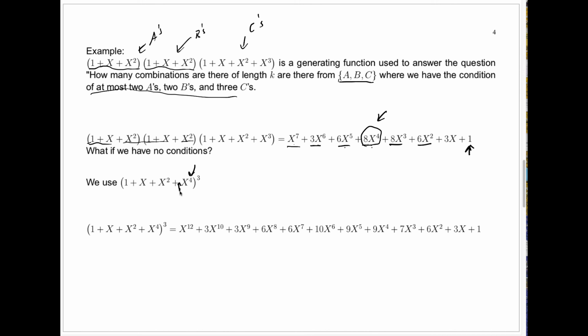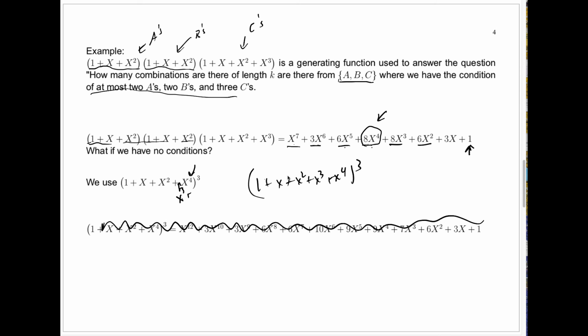here I seem to have made a bad mistake when I typed it in. So let me change all this. You would have an x cubed plus x to the 4th. So let me write that again. Our generating function would be 1 plus x squared plus x cubed plus x to the 4th. And then we would just cube it.